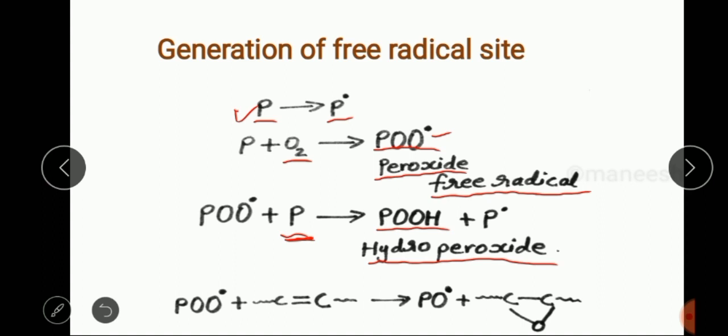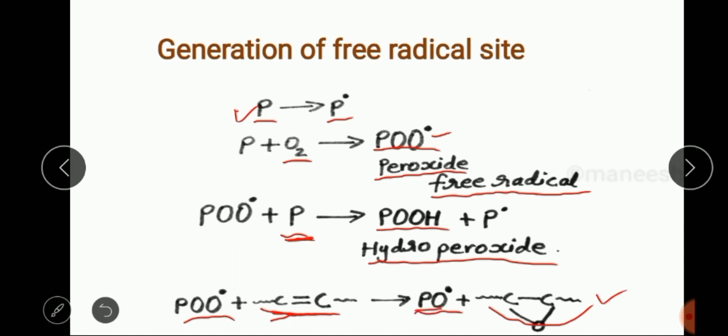Another possibility is that this peroxide free radical can also attack the double bond. Here one possibility is that the peroxide radical abstracts the hydrogen from another polymer chain. The other possibility is that the peroxide free radical can attack the double bond of the polymer chain. POO free radical, C double bond C. This is the double bond of the polymer chain. Now what happens is that you will get PO free radical plus epoxide. This is the free radical generated.